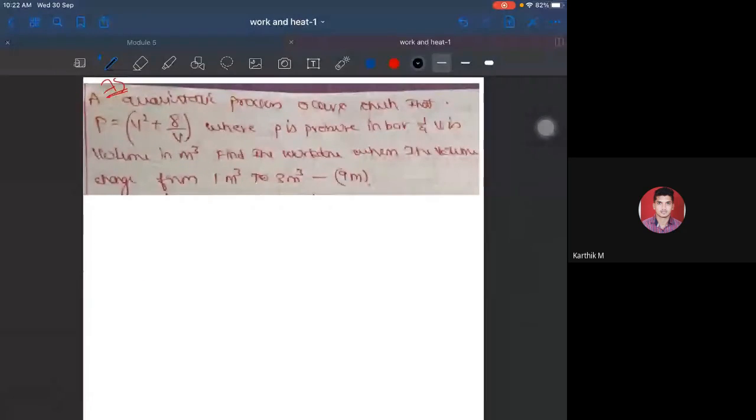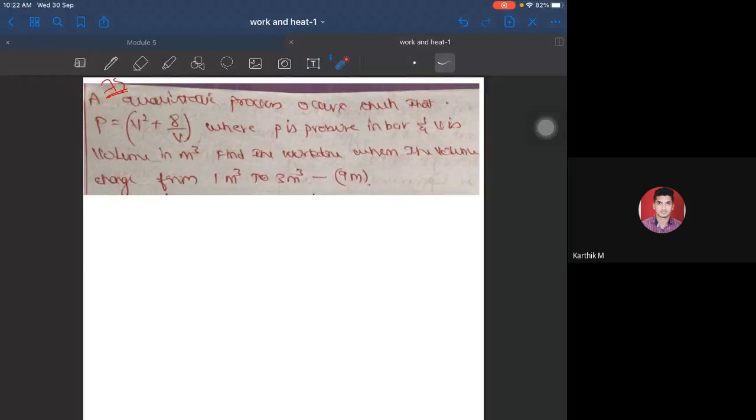A quasi-static process occurs such that P is equal to V square plus 8 by V, where P is the pressure in bar and V is the volume in meter cube. Find the work done when the volume changes from 1 meter cube to 3 meter cube. Simple problem. It has been asked for 9 marks in your previous examination. 9 marks. Unbelievable for this. So how do you have to solve this?